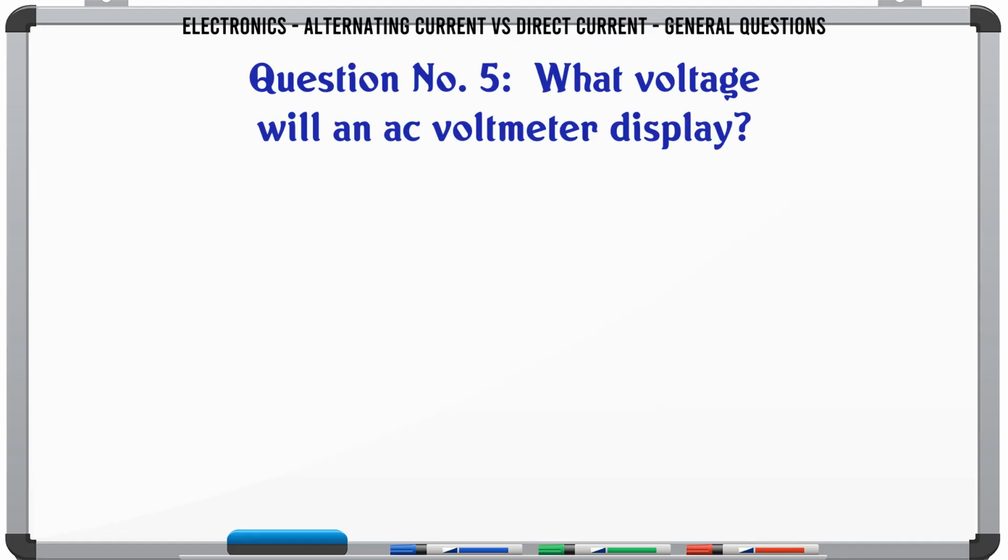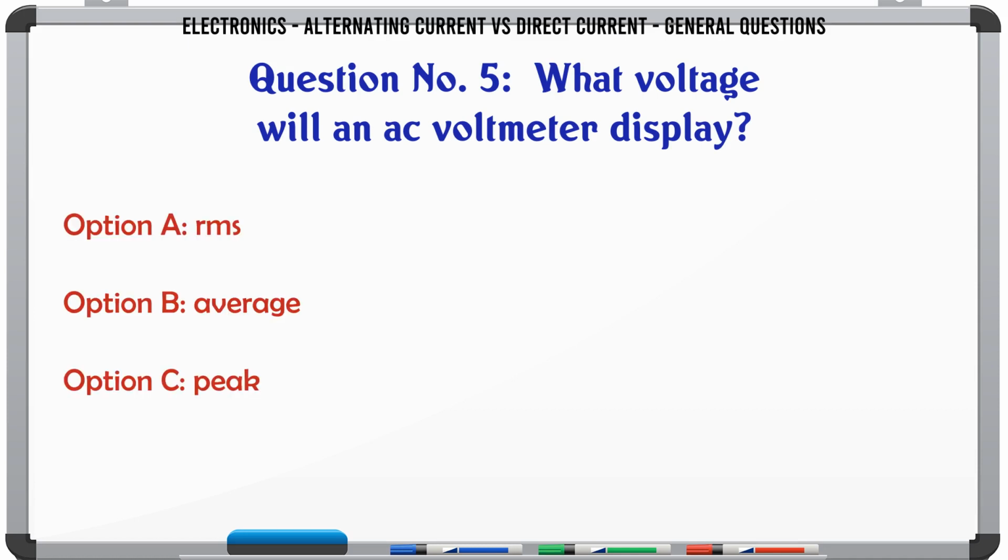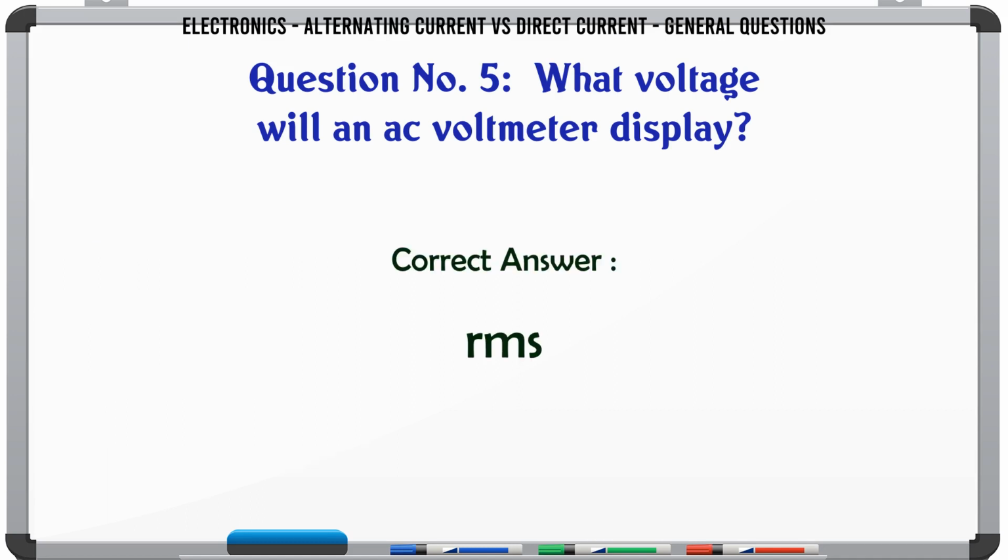What voltage will an AC voltmeter display? A. RMS. B. average. C. peak. D. peak to peak. The correct answer is RMS.